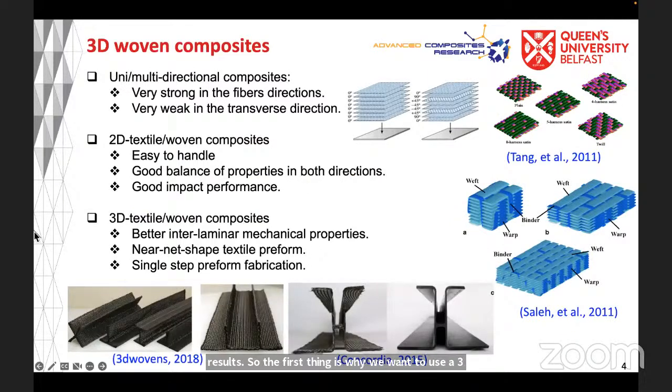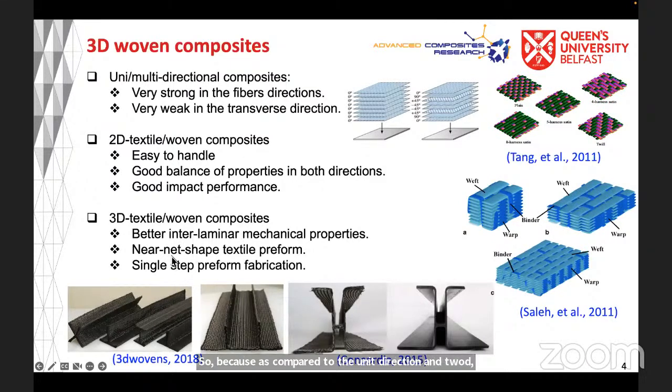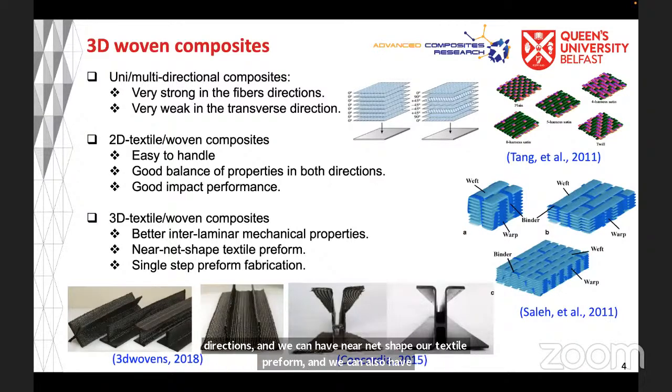So the first thing is why we want to use 3D woven composites. Because as compared to unidirectional and 2D woven composites, 3D woven composites provide better interlaminar mechanical properties because we have yarns in all three orthogonal directions, and we can have near net shape textile preforms, and we can also have single step preform fabrication.